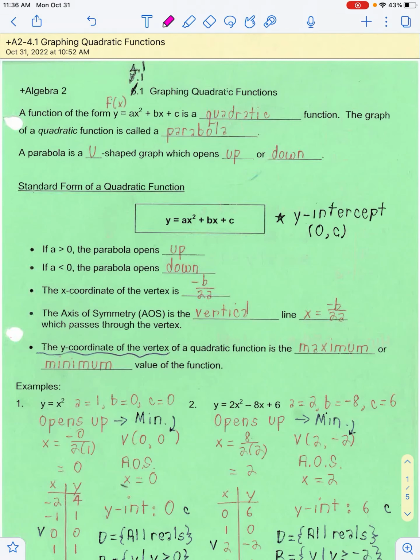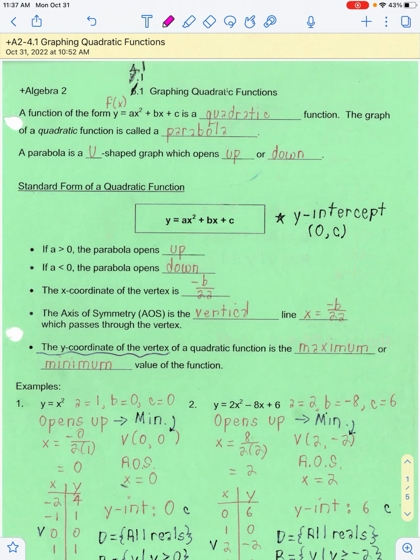This is the video lesson for 4.1, Graphing Quadratic Functions. As you can see from the completed notes, which you can follow along with using the blank notes found on Canvas, a function of the form y or f of x equals ax squared plus bx plus c is called a quadratic function. The graph of a quadratic function is called a parabola.